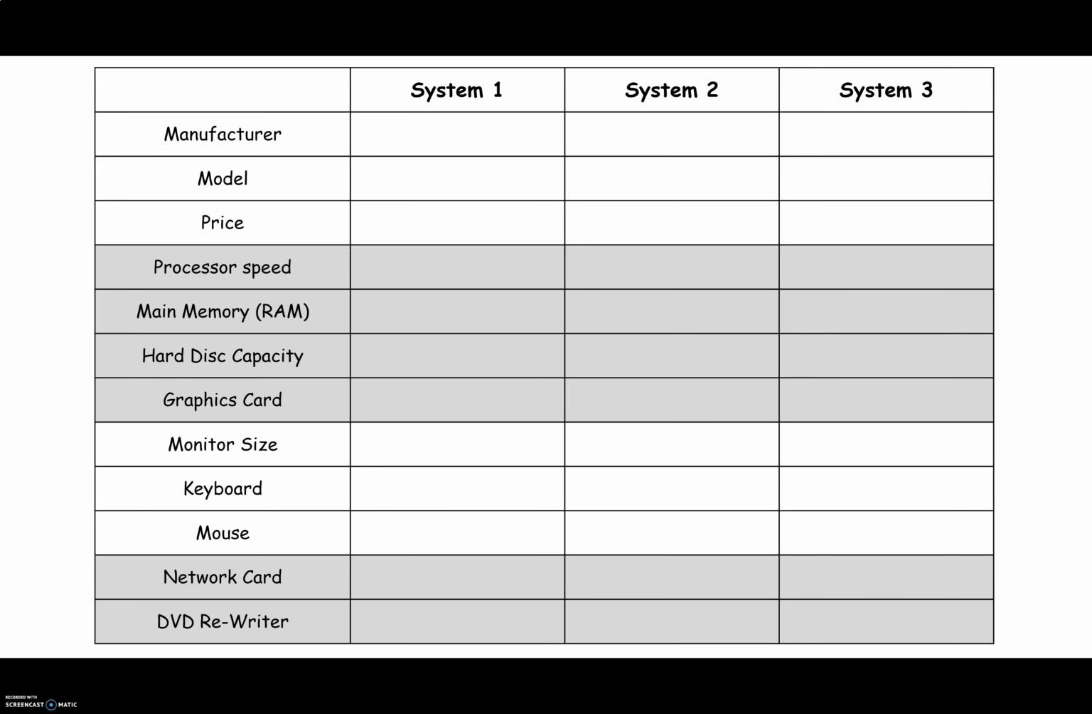If it doesn't, then you type a no. Okay, same with mouse, same with DVD read writer. Now, the only thing that we haven't mentioned is network card. So most computers have a network card. That's what allows them to connect to the internet.